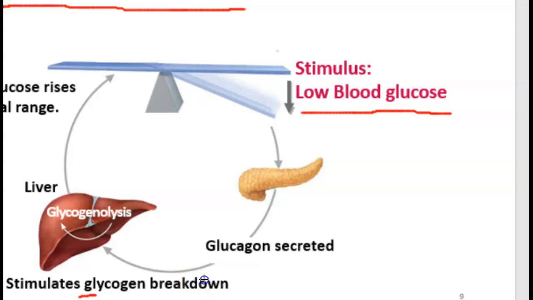down its stored glycogen. And when glycogen is broken down, glucose is produced, because that's what glycogen is, a string of glucoses. So once the liver has broken down the glycogen into glucose, now it releases the glucose into the blood. That causes blood glucose levels to rise, and homeostasis is restored.